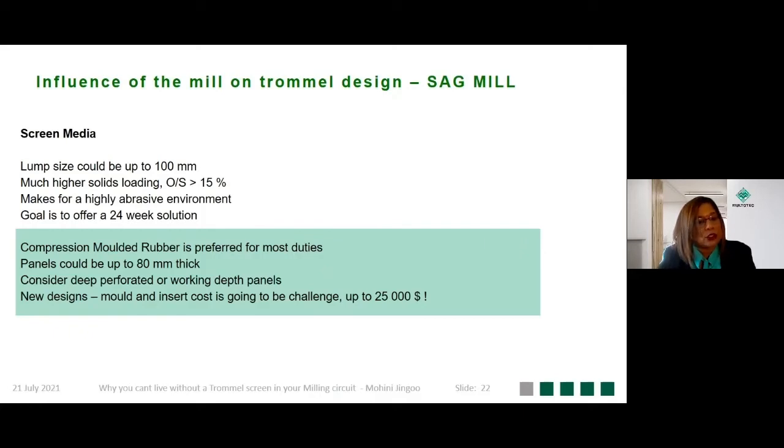When we recommend a solution on the screening media, our goal is to work towards a 24-week solution. We normally consider compression molded rubber for most duties. We look at panels up to 80mm thick. We look at deep perforated or working depth panels. The only challenge we have is that when we have new designs, the mold and the insert cost is very expensive, and in some cases can go up to $25,000.